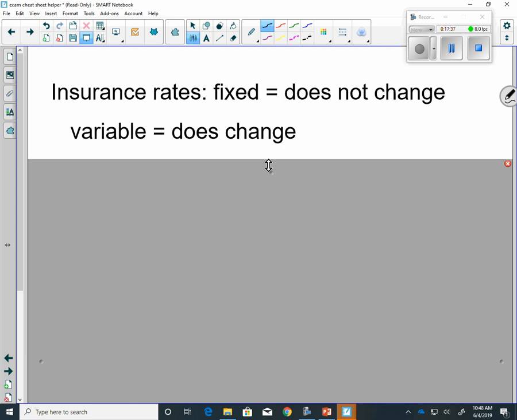That's home insurance though. Why does it say fixed? That should be... This should not be insurance. No, that should be mortgage rates. This should be mortgage rates.